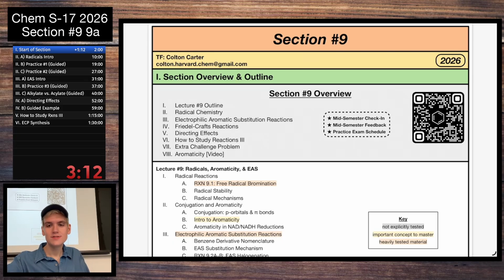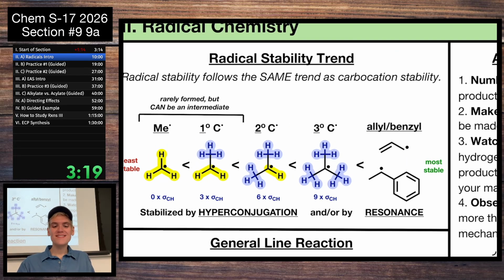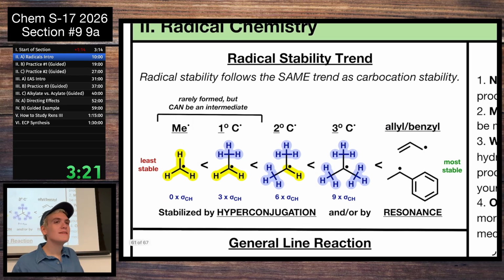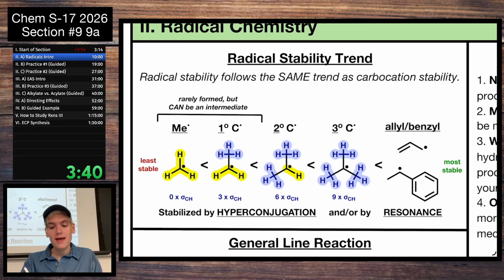Okay. Let's try it out. Radicals! The radical stability trend follows the exact same trend as the carbocation stability trend because radicals are a deficiency of electrons just like a carbocation is. It's a half-filled orbital. So we see that secondary and tertiary radicals are the ones that are most stable. And then beyond that, we can stabilize a radical via resonance.